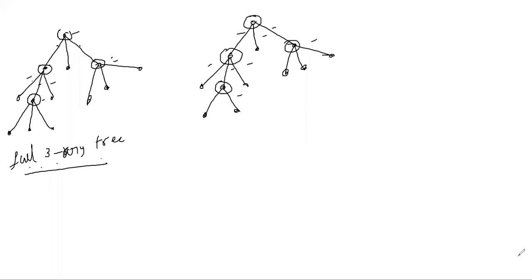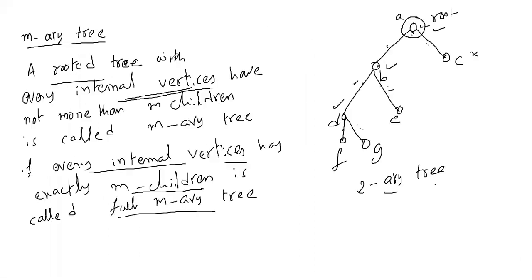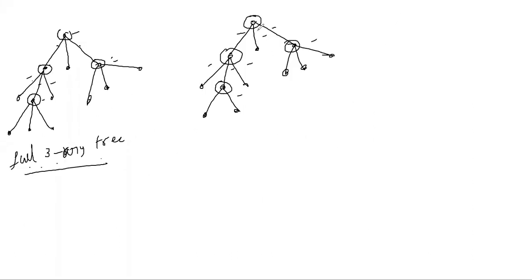Come to the definition. What is the definition? A rooted tree with every internal vertex having not more than m children is called an m array tree. So here, for the second example, three children, two children. So this you call a three array tree. Maximum how many children does it have? Three children. Here three children, here three children, here two children.